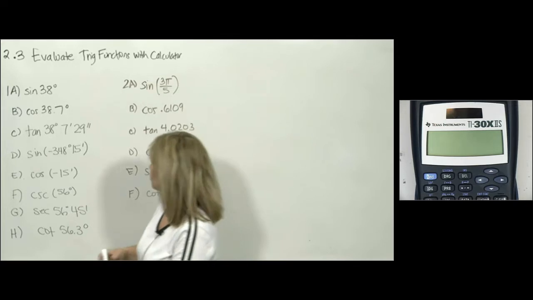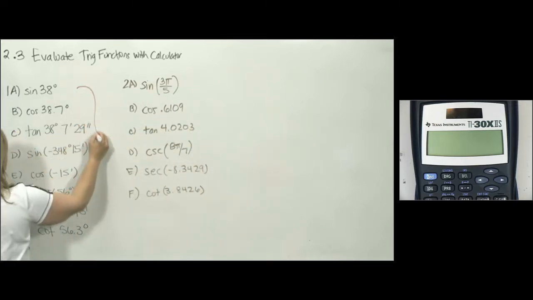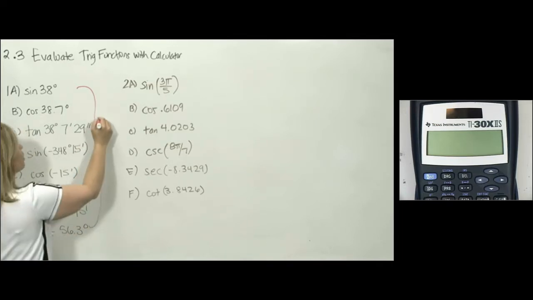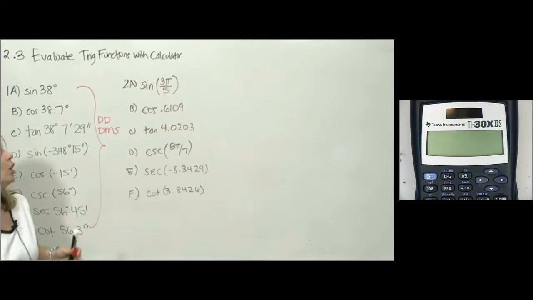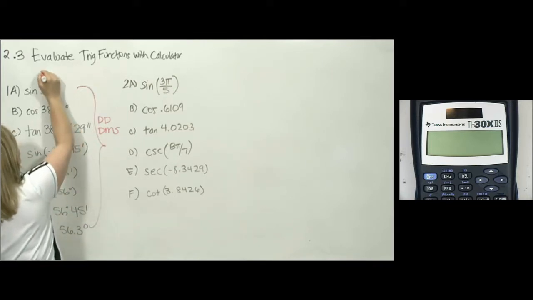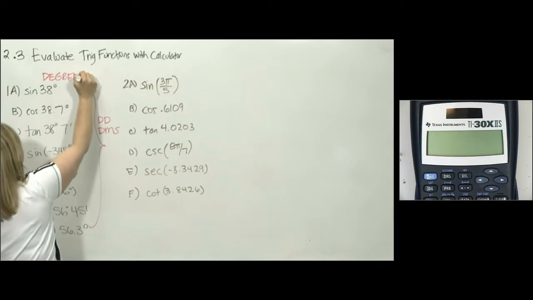So the first thing you have to understand is how to use your calculator appropriately. If all of these angle measurements are some form of degrees, whether they're DD or DMS or just good old degrees, you're going to have to put your calculator in degree mode.